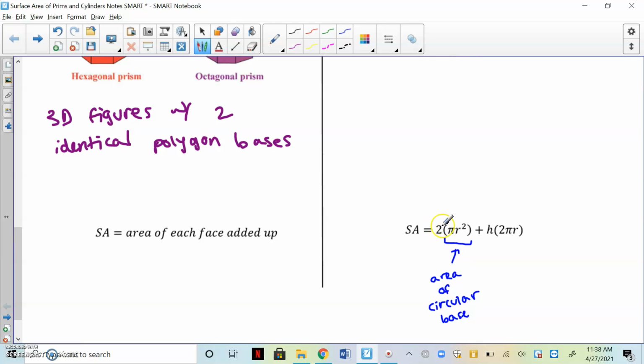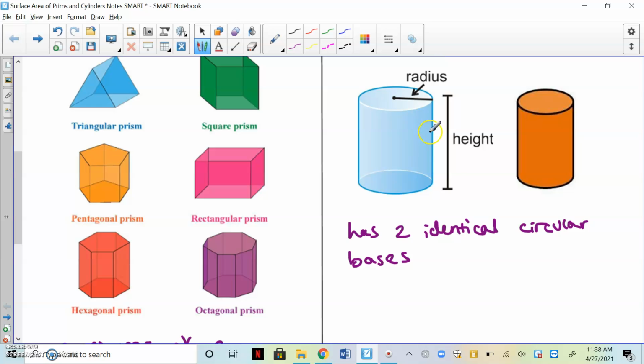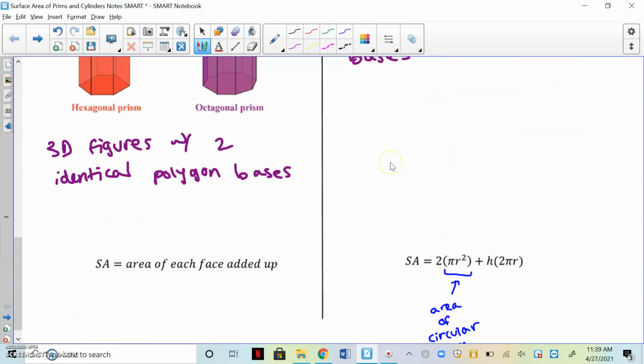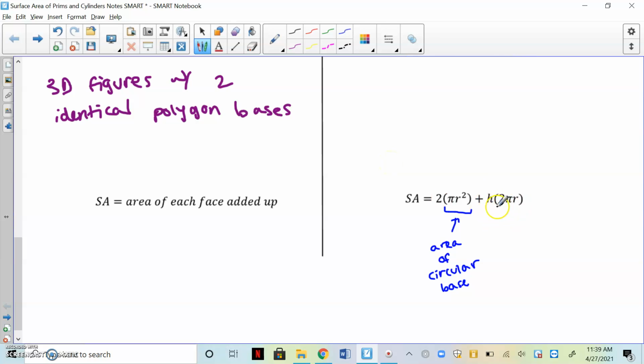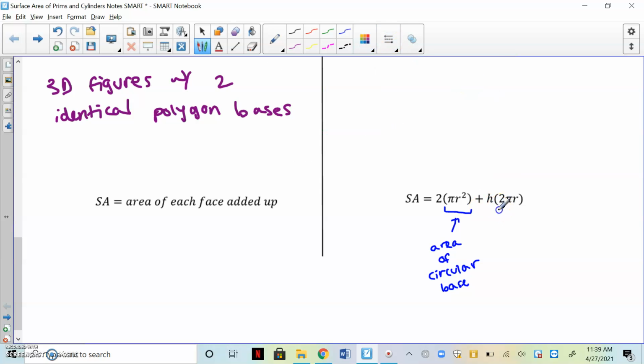Okay, and the reason we multiply it by 2 then is because there are two bases. So that part of the formula covers the area of the top and the bottom of your cylinder. All right, now this part is where it's a little more interesting. So 2 pi r you might recognize as the circumference of a circle. This is the circumference of that circular base.